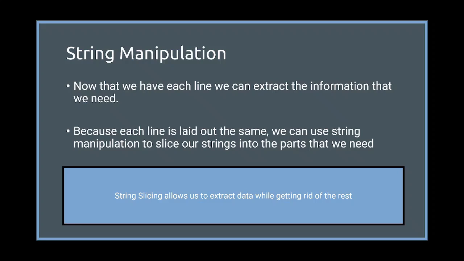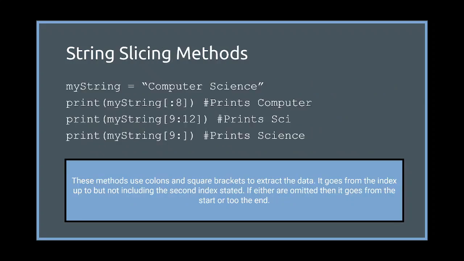Now, string manipulation is pretty difficult and it can be quite hard, especially with the fact that each language implements it differently. So now that we have each line, we can extract the information that we need, and for the network, each line is laid out the same, so we can use string manipulation to slice our strings into the parts that we actually need. And string slicing allows us to extract data while getting rid of the rest. Here's an example using the string computer science.